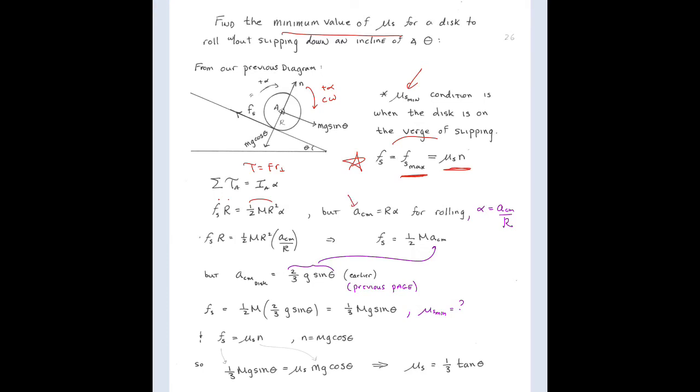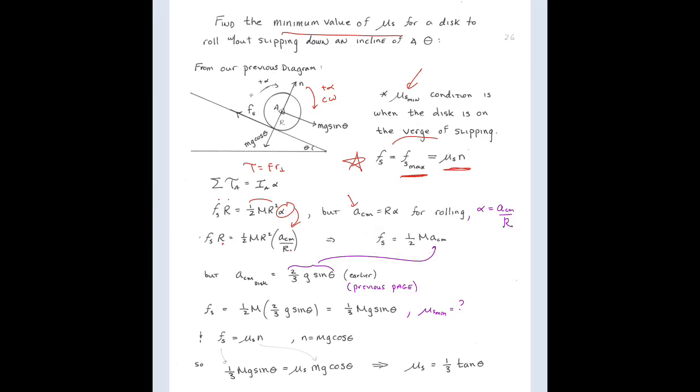Okay, so the pattern in these chapters, how do I get rid of the alpha? I say, okay, it's rolling, so A center of mass is r alpha. Okay, so I solve this for alpha, and then right here I have alpha, I put in A center of mass over r. All right, so let's see, the r's cancel, so careful with the algebra. Yeah, all the r's cancel, and I'm just left with 1/2 m A center of mass.